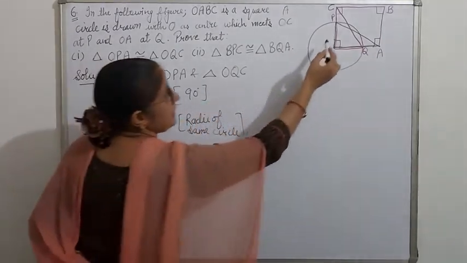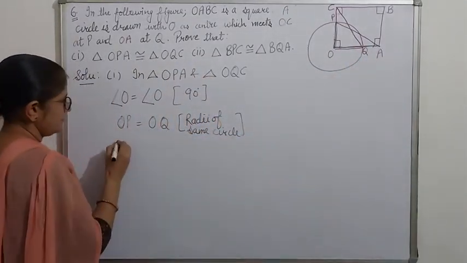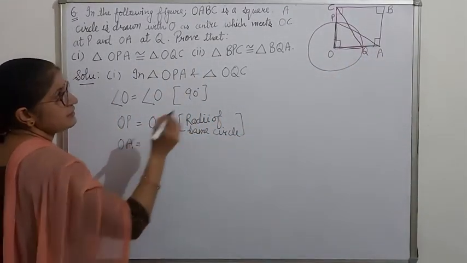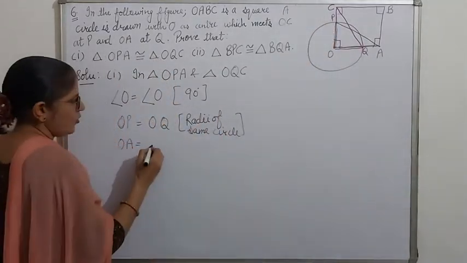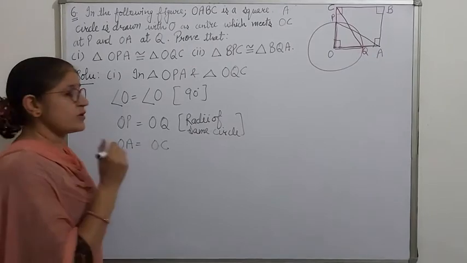Now see, in this triangle OPA, this OA is coming. In the other triangle, OC is coming. OA and OC are equal. Why? They are sides of the square.